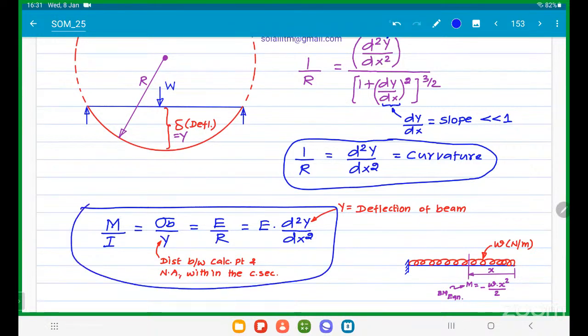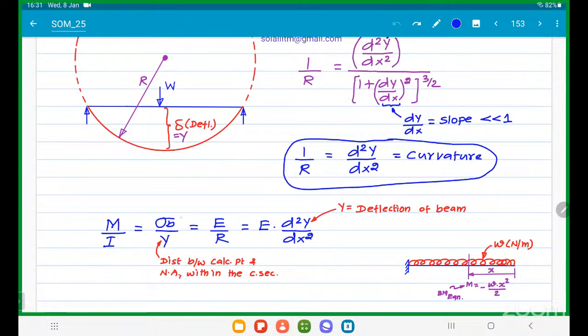M by I is equal to sigma b by y is equal to E by r, the original, right? So this 1 by r is replaced by d square y by dx square. Sir, in this equation, two y's are available. Both are different. The first y is different. The second y is the deflection of the beam.